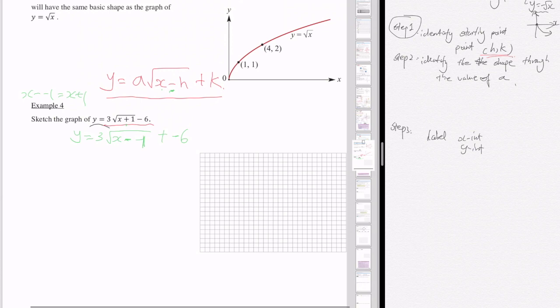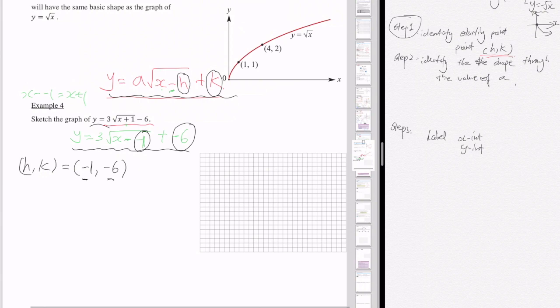Now compare this form and our general form. So now I know my h is negative 1, and k is negative 6. So I can write this down: h and k are equal to negative 1 and negative 6 respectively. Now h is equal to negative 1, k is equal to negative 6. Now I can start to draw the graph.